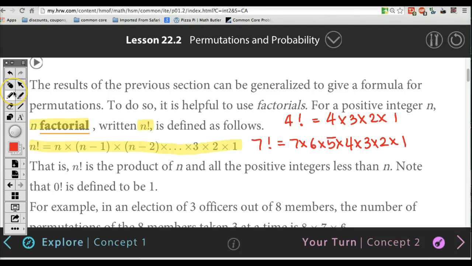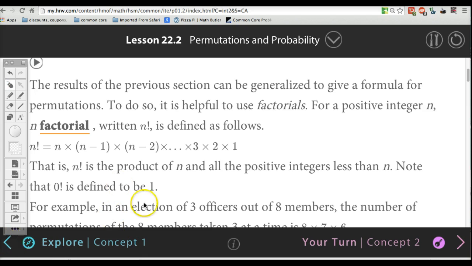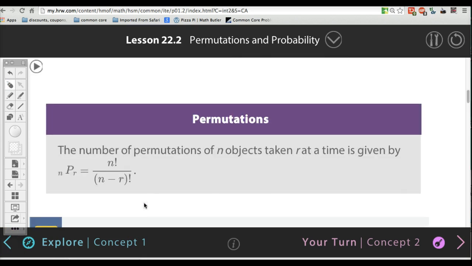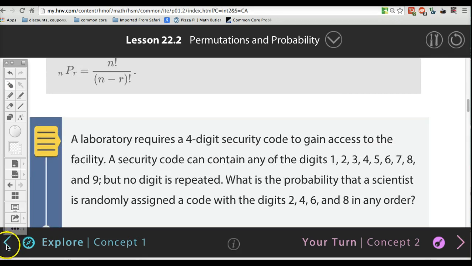Now, before we continue on with the factorial, let's go ahead and solve a problem that we have over here in our textbook. Wait a minute, is it here? Oh no, it's the other one.